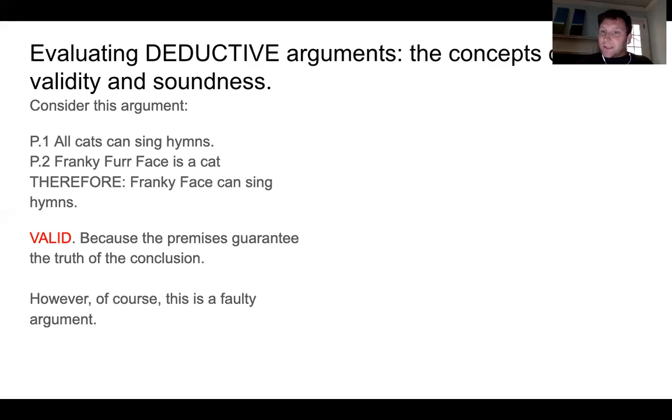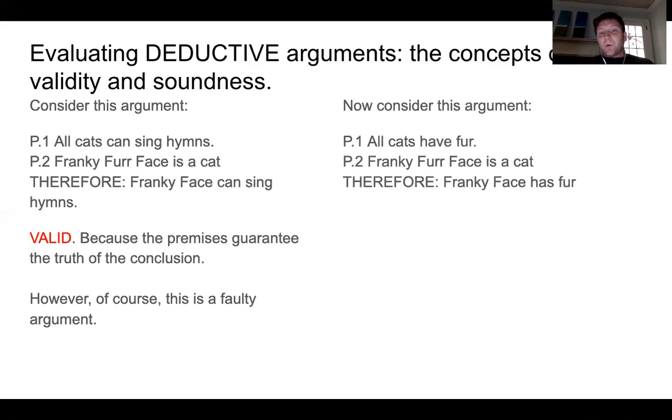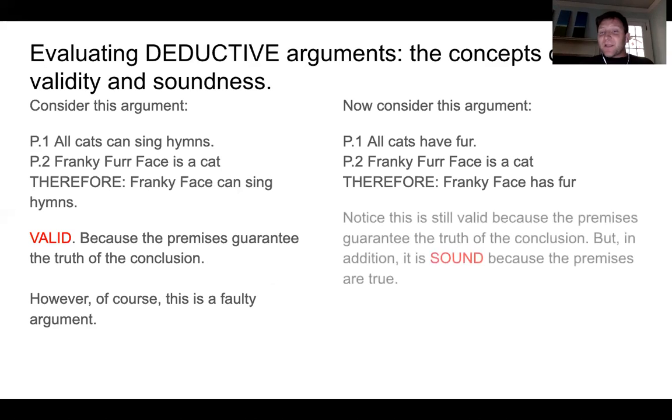But of course, that isn't the only thing we're after, as this example shows. Consider this as another example. Premise 1, all cats have fur. Premise 2, Frankie Furface is a cat. Therefore, Frankie Furface has fur. This is what we call a sound argument, right? So a sound argument is first a valid argument. Okay, so we've established that it's valid first. That is, the conclusion must follow from the premises.